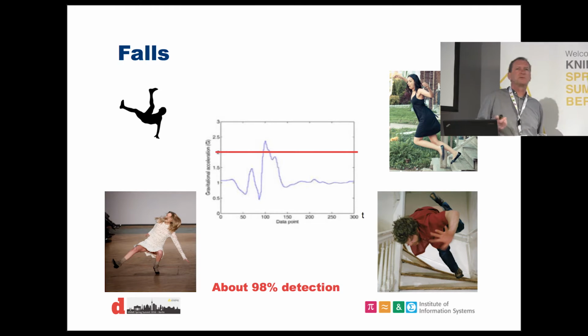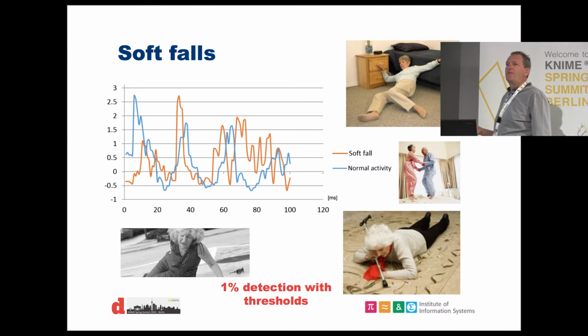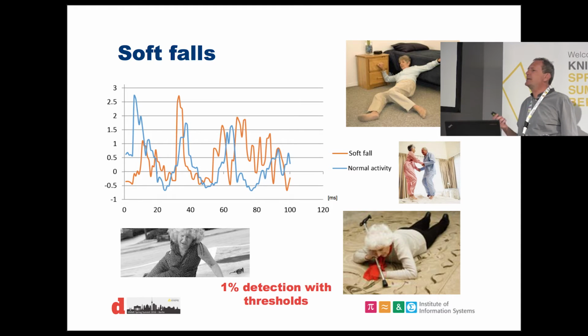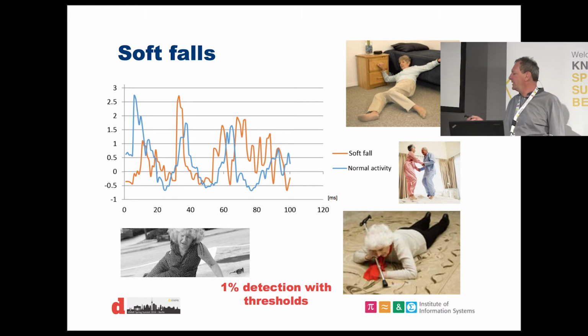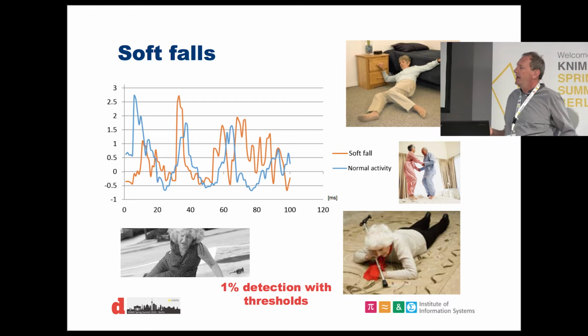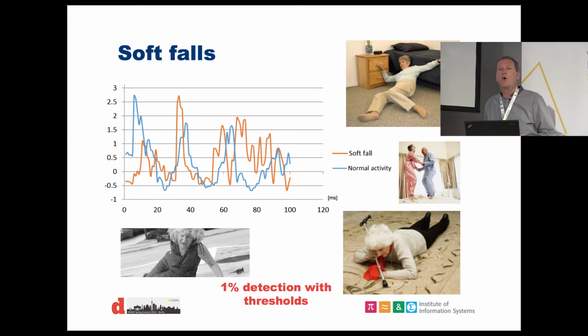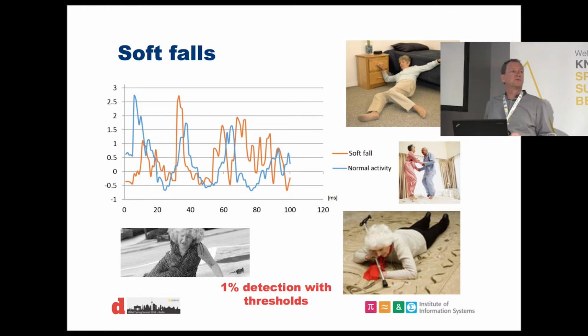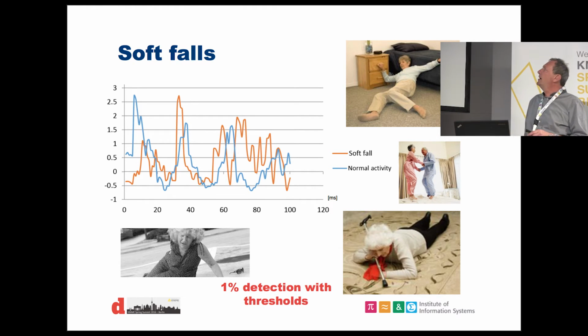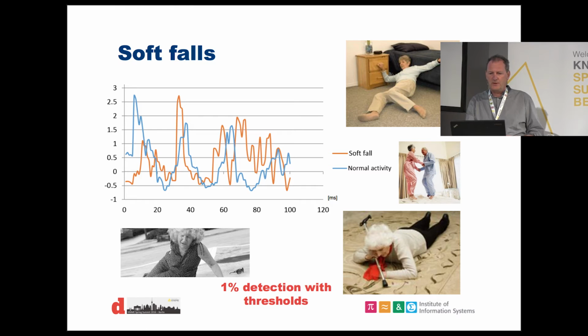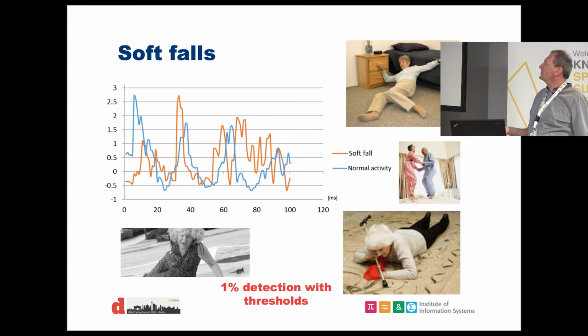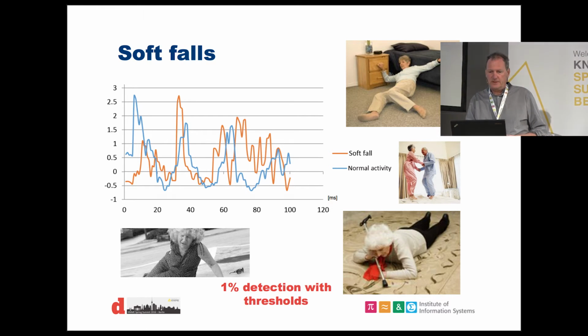Okay, so problem solved. But now, if you go to soft falls, which is the problem with elderly people, they are sliding down from the chair or the bed. That is a problem, because if you look at the signal, it is something like that. And in comparison with a normal activity, it starts to be a little bit more difficult to distinguish between the two. So we figured out that we have to go a little bit further and try to do what I used to do when I was younger, which is signal processing. The detection with the threshold in this case was only 1%. In fact, we cannot detect anything.